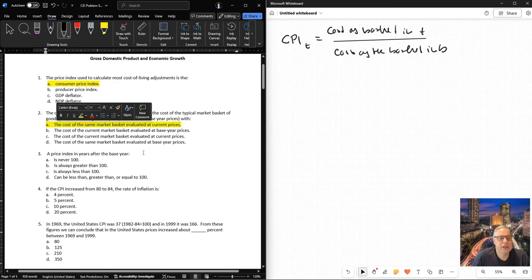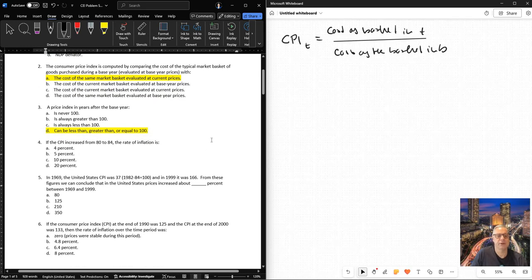A price index in years after the base year is never 100. No, that would imply that there is never inflation or deflation. It's always greater than 100. That means there is always inflation, but there could be deflation. It's always less than 100. That would mean there is always deflation. So the correct answer is that it can be greater than, less than, or equal to 100.